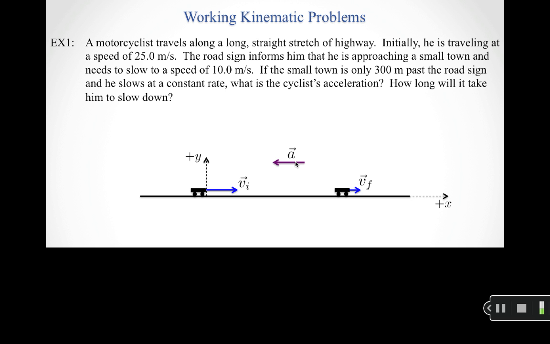And then again, if I pick a coordinate system and I'll let the origin be where the cyclist starts, then I know that the initial position vector is going to be a 0 vector. And the final position vector is going to be a vector that goes 300 meters further down the road in what I've called the positive x direction. So notice I've really drawn two pictures here, one showing the initial state, one showing the final state, and that lets me figure out the basics about these 5 vector quantities that I'm interested in working with.